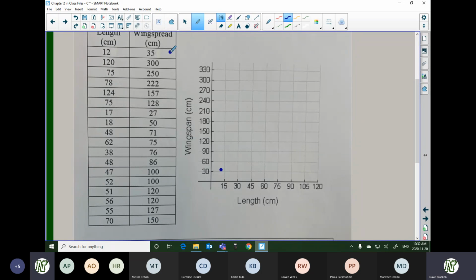So first one's done. Now 120 and 300, all the way over to 120, which is a really nice point to have, and all the way up to 300. This one's an exact point right between those two lines right there. Done. You guys go ahead and plot the rest of these points. Always move across first, 75, and up to 250. There's 240, 250 is probably somewhere in there. All right, so you guys go ahead. I'm going to plot the rest of my points. You can plot yours.